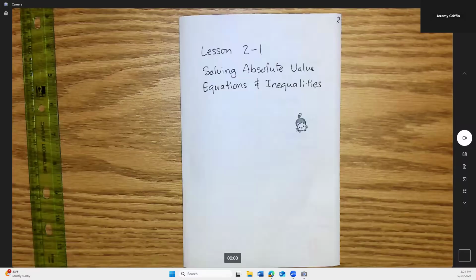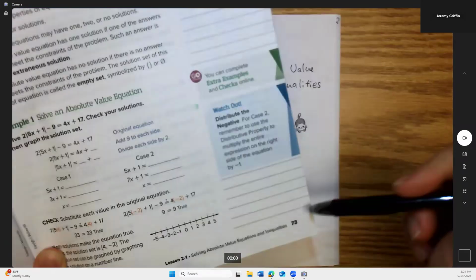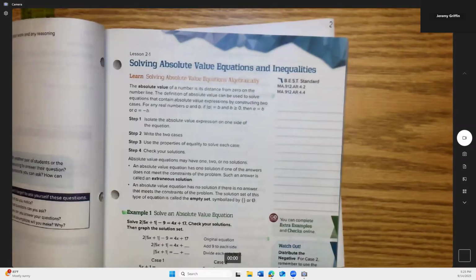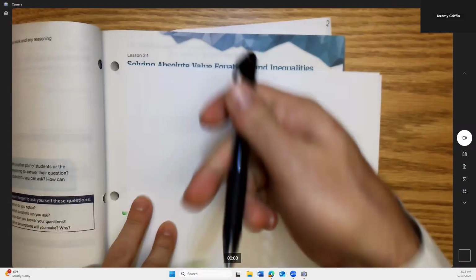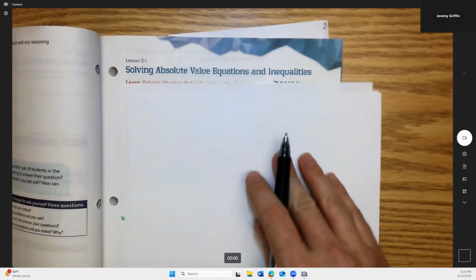Lesson 2-1, solving absolute value equations and inequalities. We're here on page 73. So, quick recap on absolute values. You guys know what absolute value is: it makes the value positive, or you could say the distance from zero.